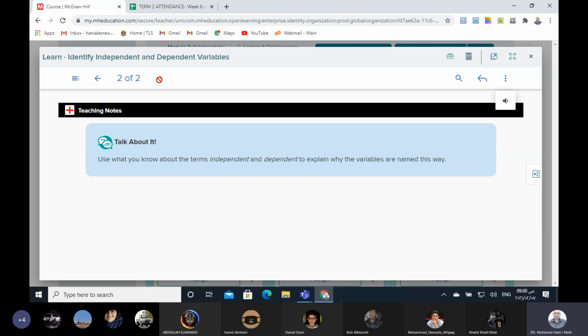Use what you know about the terms independent and dependent to explain why the variables are named this way. Who can tell me what is the difference between input and output?